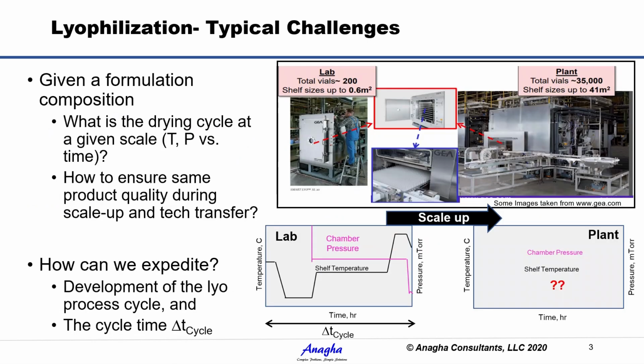Given the complexity of the process, some of the challenges faced by the end user, say in the pharma space, can include: for any given formulation, what drying cycle to use on a given lyophilizer to get the product of the right quality? How can we optimize the cycle time to meet the business needs? And how do we ensure that the results that we are observing at the lab scale hold true even at the manufacturing scale without any surprises?